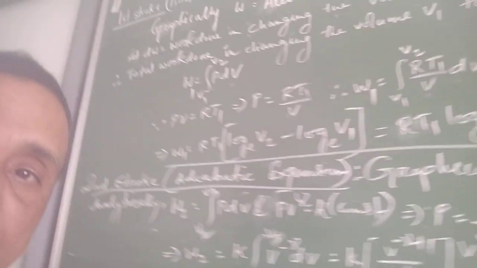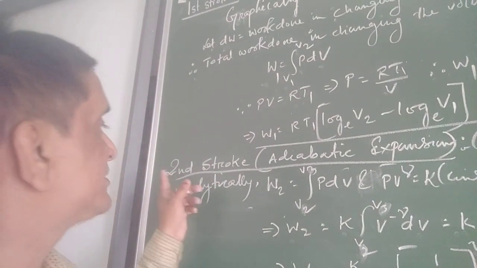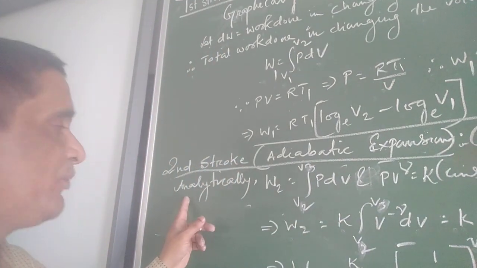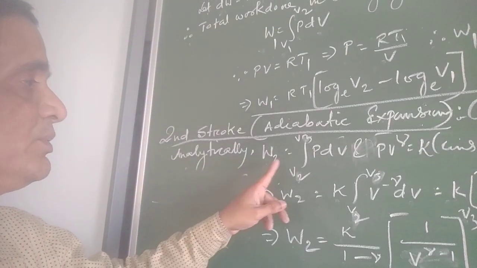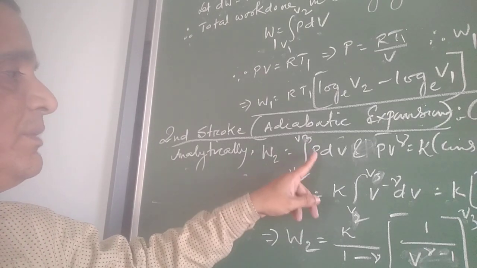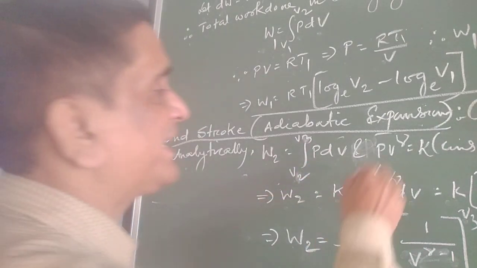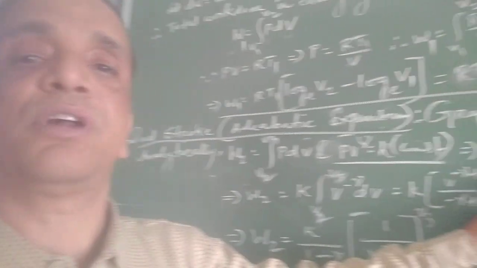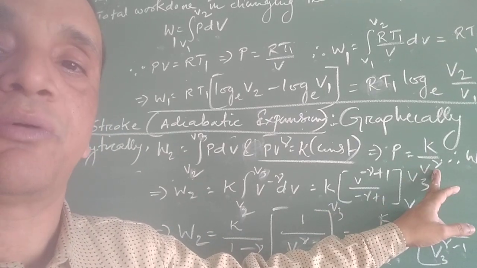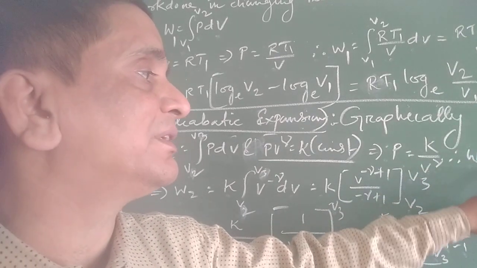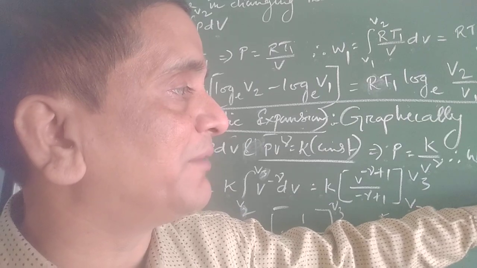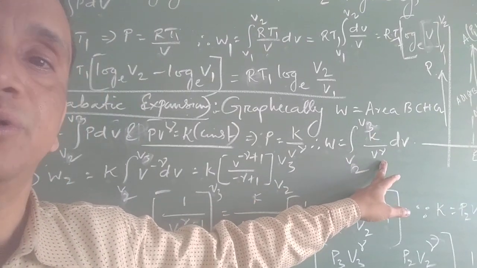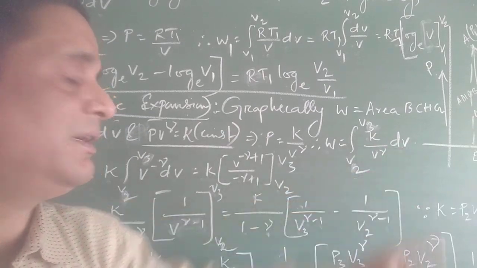Now when we go for adiabatic expansion, that is the second stroke, we get the idea graphically. But when we go for analytical treatment, W2 is the integration from V2 to V3 of PdV. And as PV to the power gamma equals K, we can say P equals K by V to the power gamma. So W equals the integration from V2 to V3 of K by V to the power gamma dV.